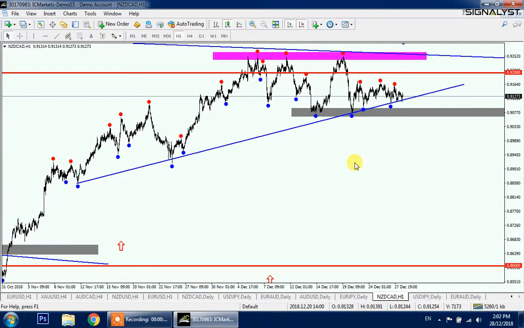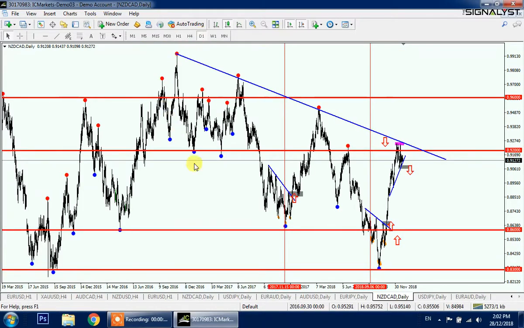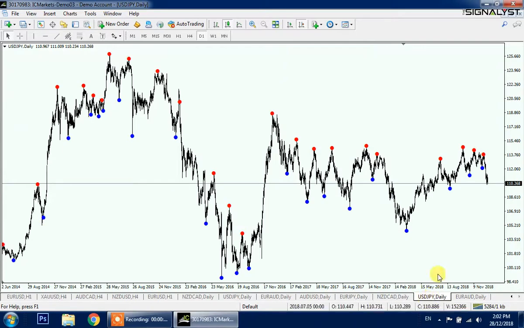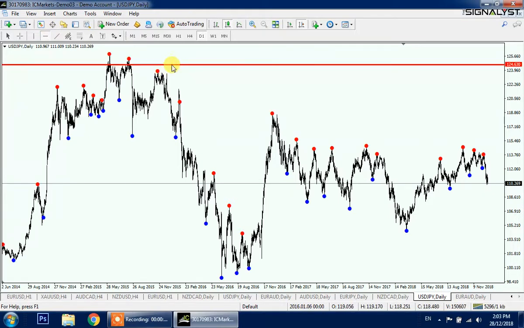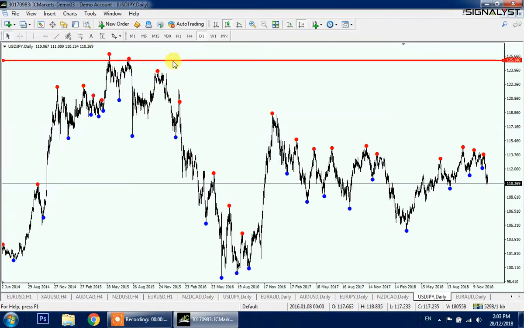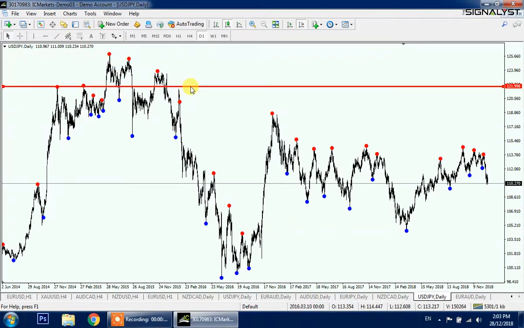In Part 1, we applied our Objective Support and Resistance levels on NZD/CAD daily time frame. Now let's take more examples. Here we've got USD/JPY daily time frame, and as we mentioned in Part 1, we simply draw a random line on our chart and drag and drop it in a way to connect at least 3 dots.